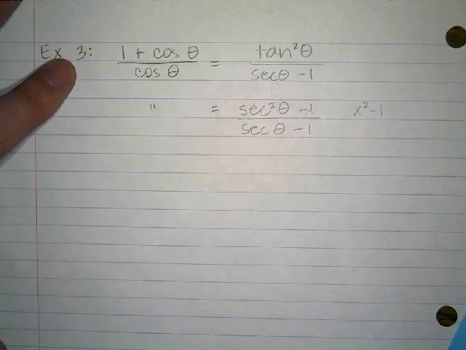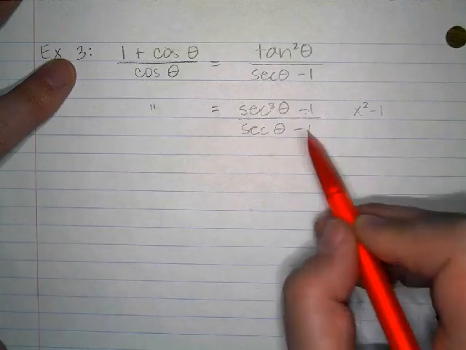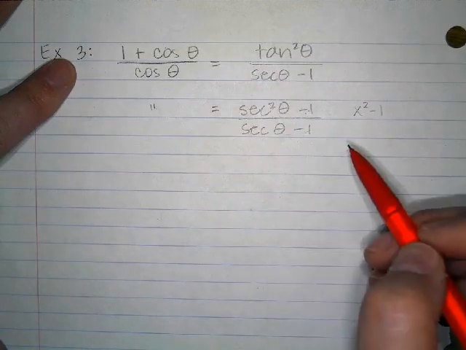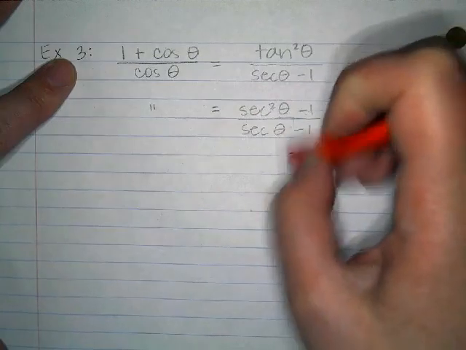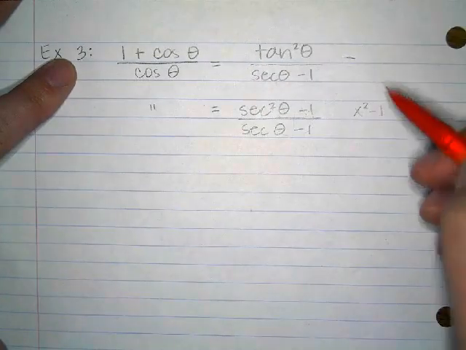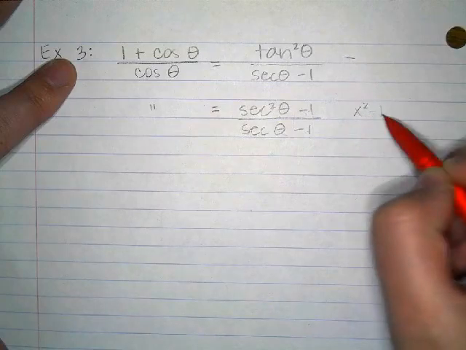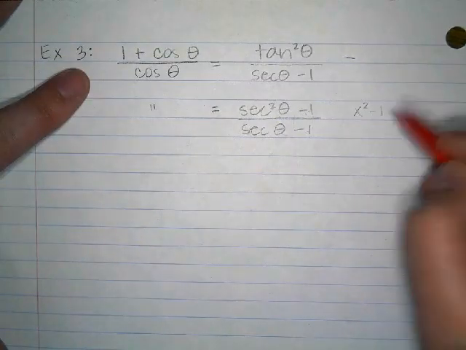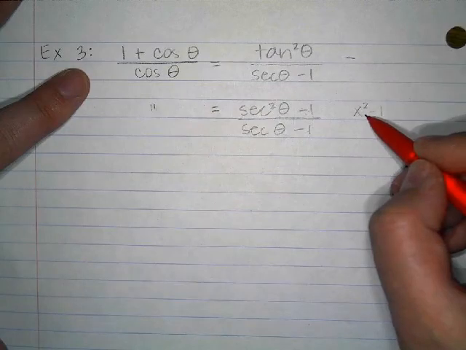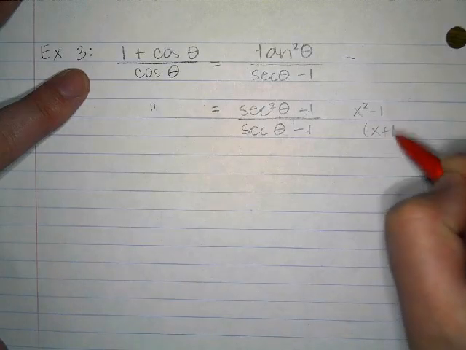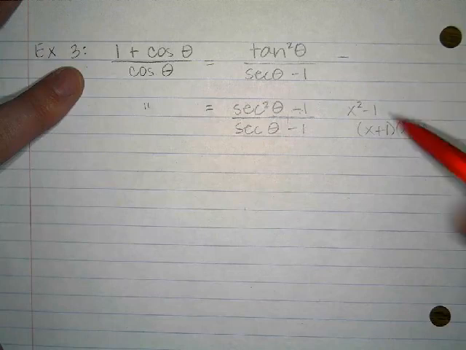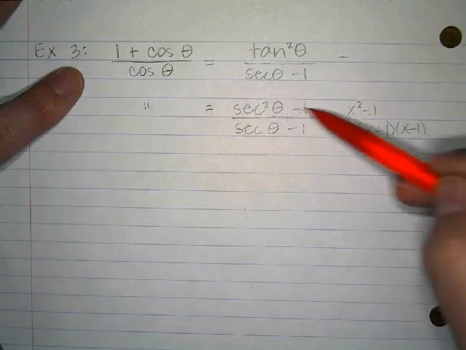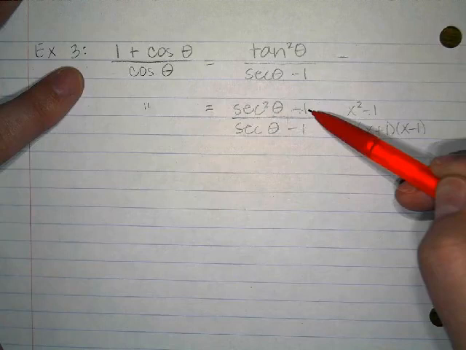You can factor it. So if x squared minus 1 is what you were factoring, then what would your two factors be? x plus 1, x minus 1. So if this is the same thing as secant squared minus 1, you're close. x squared minus 1 is x plus 1, x minus 1. Secant plus 1, secant minus 1. Does that make sense? Okay.